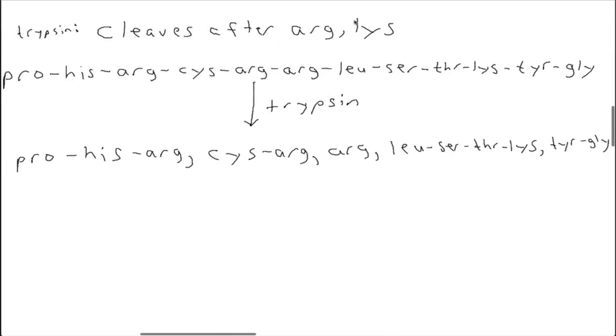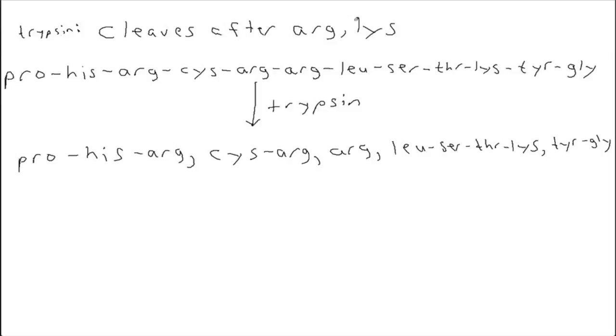So this is called a proteolytic enzyme because it's breaking a protein into pieces. Do you see how this is different than hydrolysis? How is this different than total hydrolysis? Total hydrolysis would break all the peptide bonds. Or, in general, hydrolysis has the potential to break any peptide bond. But this enzyme, trypsin, can only break certain peptide bonds. Okay.